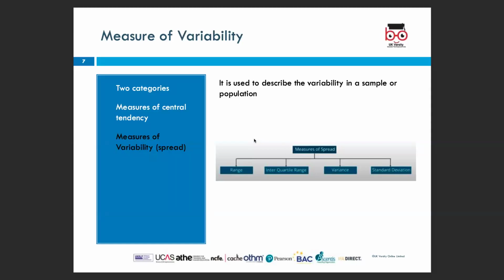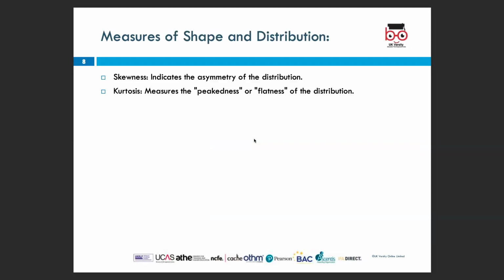It is used to describe the variability in a sample or population. So we have the measures of spread: the range, the interquartile range, the variance, and standard deviation. So what is measure of shape and distribution? Skewness indicates the asymmetry of the distribution. Kurtosis measures the peakedness or flatness of the distribution.